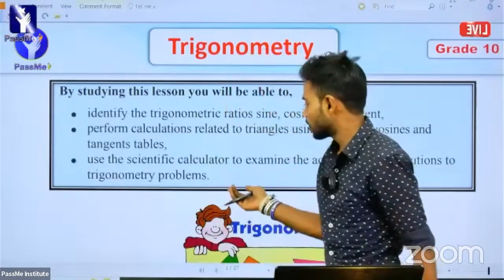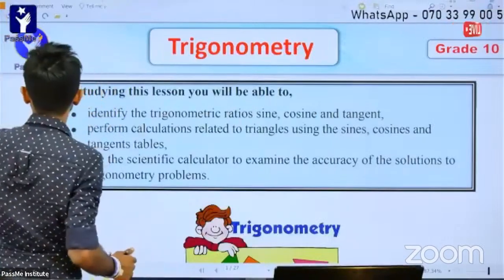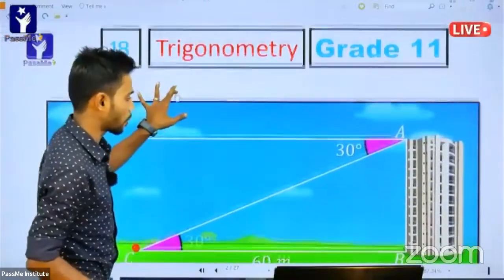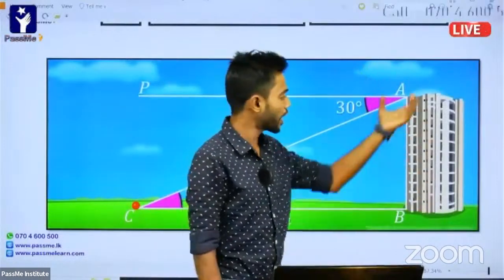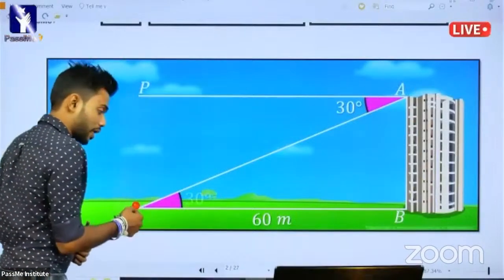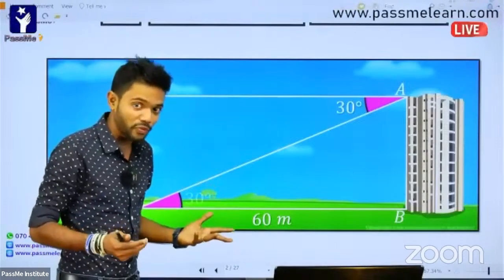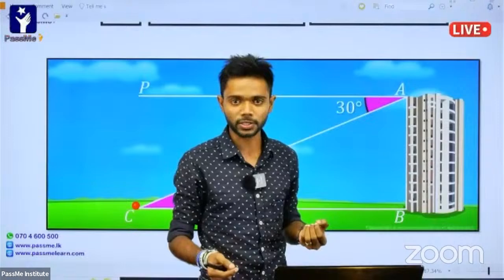Now, what do we mean by trigonometry? Trigonometry is a lesson that we can use to calculate this kind of thing. For example, you can see this huge building. Let's assume the height of this building is not known, but you are in this place and you want to find the height of this building. In the earlier days, there was no proper way to calculate the height of this building without having a tape or measuring instrument.